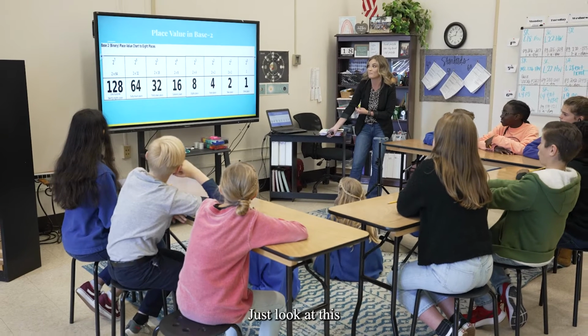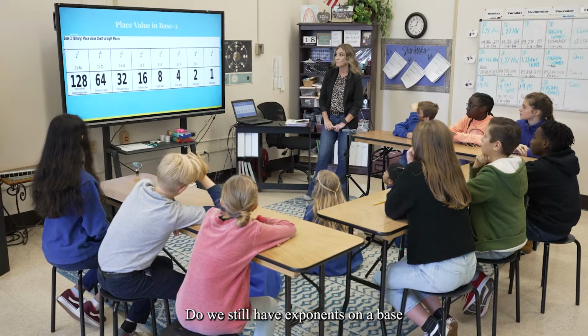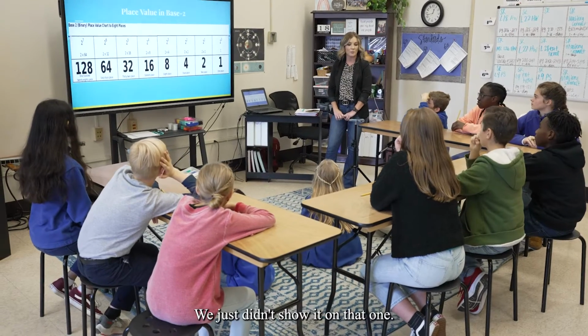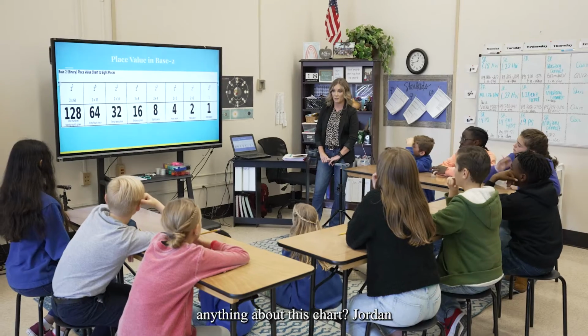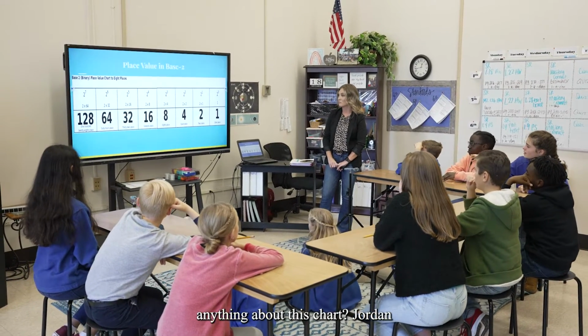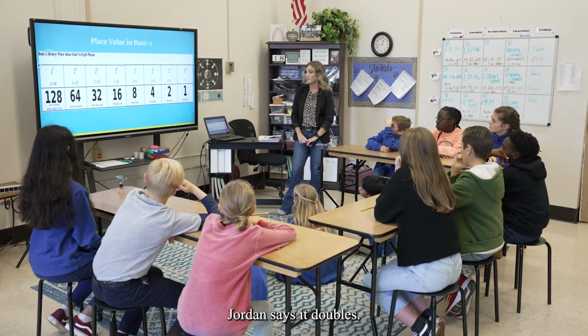Just look at this for a minute and raise your hand if you see some observations about this. This is a place value chart for base 2. What are some things that you can observe about this? Kylie? There's exponent. Okay. Do we still have exponents on a base 10 chart? We just didn't show it on that one. They're still there. Anybody else notice anything about this chart? Jordan? It doubles. Okay. Jordan says it doubles.